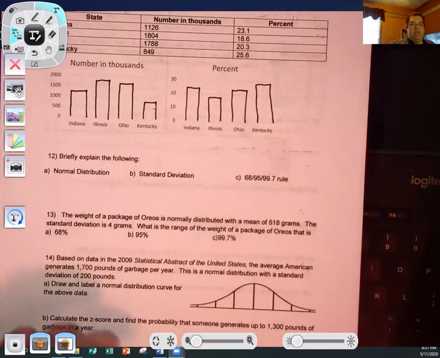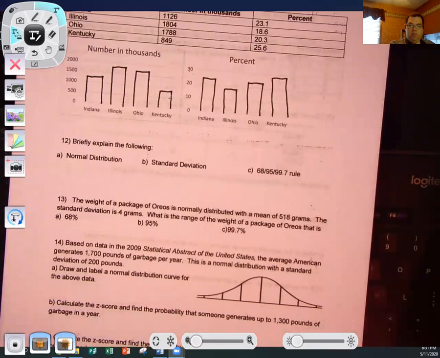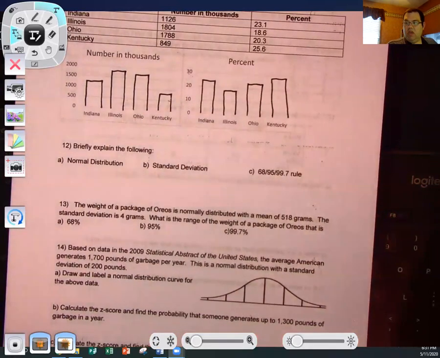All right, so next up, now they asked us to briefly explain standard deviation. So standard deviation measures the amount of spread from the mean. So how's the data spread out as it deviates from the mean? That's what they're talking about there.